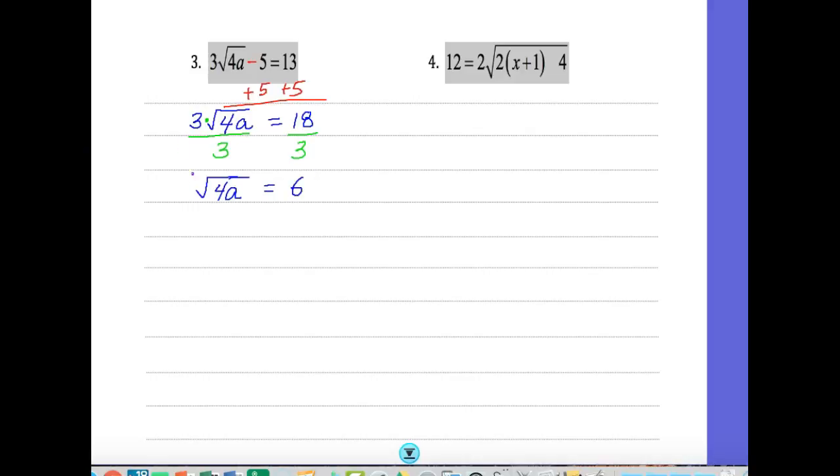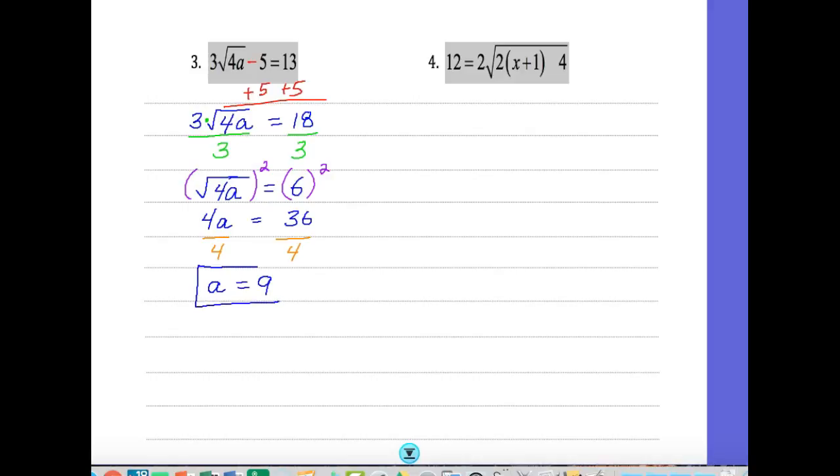Remember, to undo a square root, we square both sides. So I'm going to go ahead and do that now. Remember, it's an equation. We want to keep everything balanced. So we're left with 4a equals 36. And to solve for a here, we're going to divide by 4. So we divide each side by 4, and I'm left with a equals 9. So that's my solution.